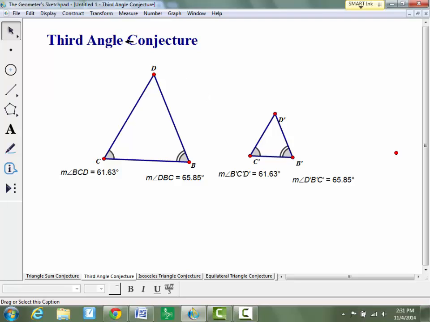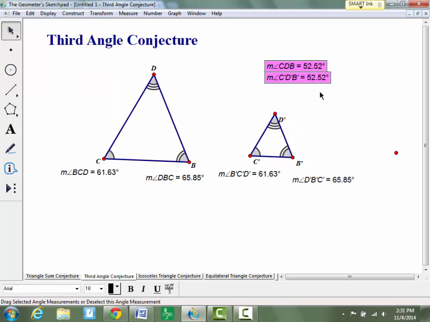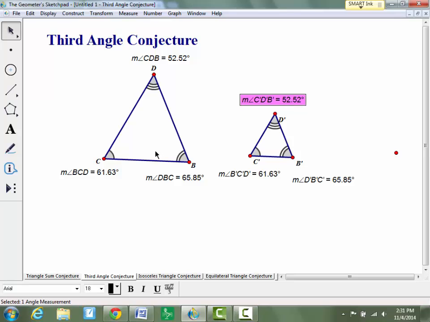So basically what this conjecture is saying is if you have two angles in one triangle congruent to two angles in another triangle, what do you know about the third angle? And so if we were to measure that third angle, we're going to find that when we measure these angles, their measurements are congruent. Okay, so when you have two angles in one triangle congruent to two angles in another, their third angles must be congruent.